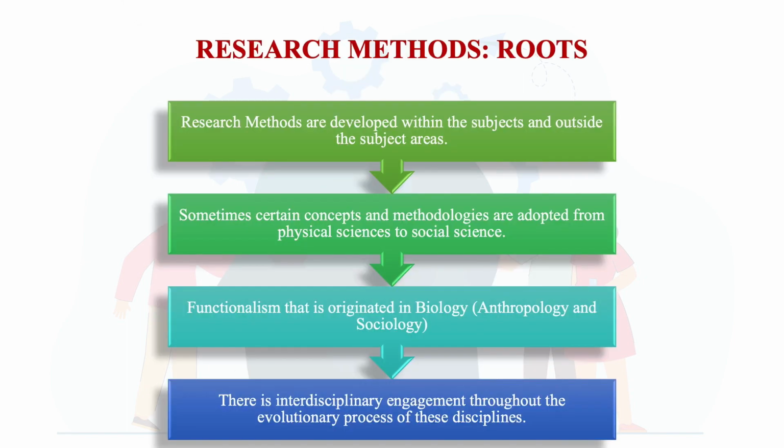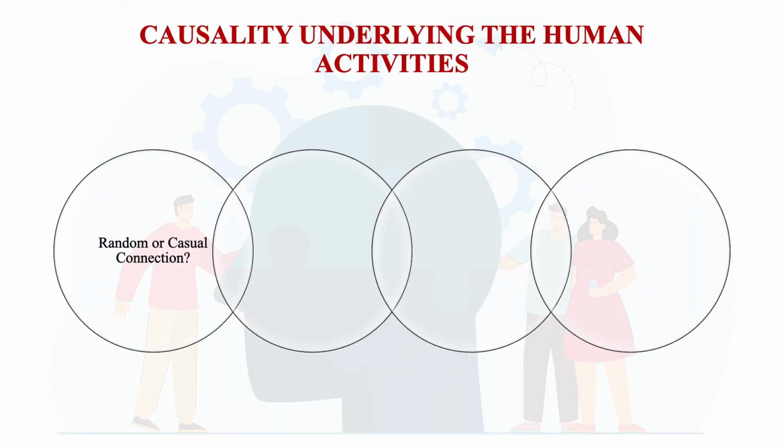There are theories which actually cut across disciplines. There is also interdisciplinary engagement throughout the evolutionary process of this discipline. Many times you find certain subjects like migration and gender are studied by scholars across disciplines, from psychology, from sociology, looking at the causality underlying human activities. There are random or causal connections that are studied by research methodology.